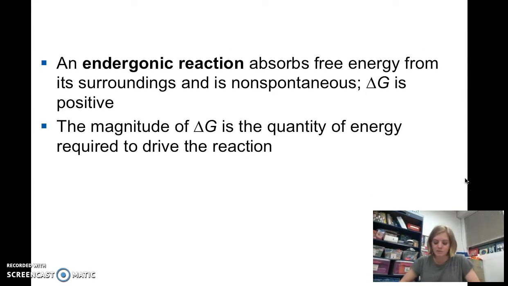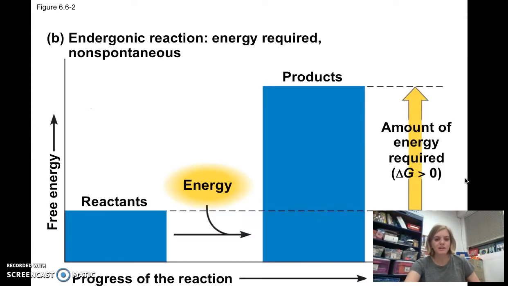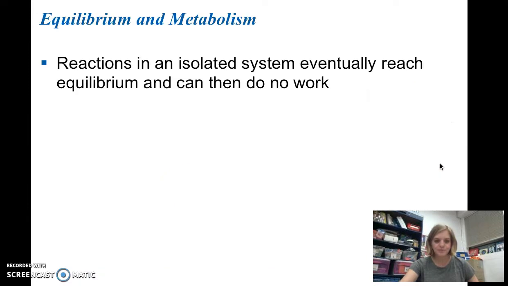Endergonic reactions, on the other hand, require energy. They absorb free energy from their surroundings, and they're considered non-spontaneous. When you look at the delta G, you'll see that that difference is positive. The change in free energy is actually the amount of energy required to have the reaction occur. So this is a non-spontaneous reaction, and you can see the reactants have much less energy than the products. We need an input of energy in order to get to the products, and because that delta G is greater than 0, this is a non-spontaneous reaction, so it will not happen on its own.